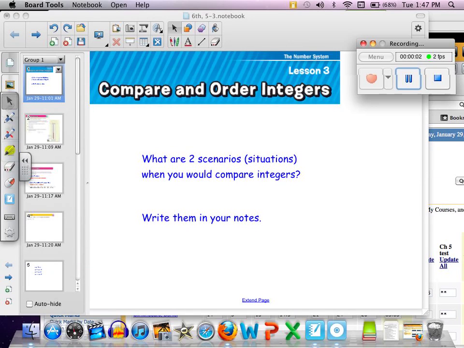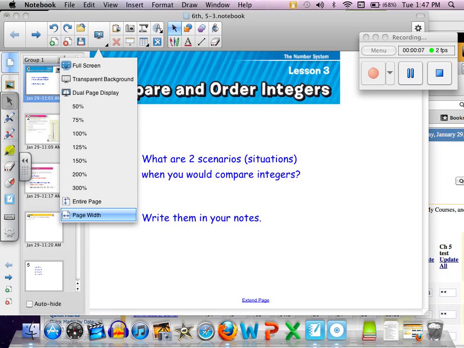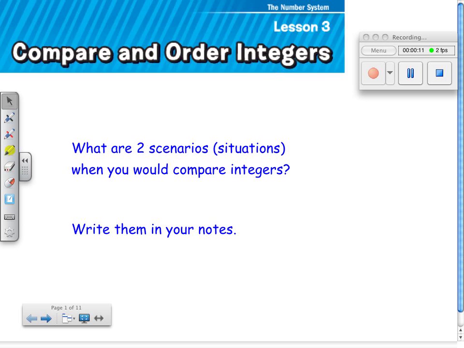Okay, here we have lesson 3, compare and order integers. Write lesson 3, compare and order integers at the top of your page. It doesn't hurt to write the date as well, just to help you keep everything in order. Remember, this should go right after the 5-2 worksheet that you did. The next thing you're going to see is your 5-3 lesson notes, and then after that we'll put in your 5-3 worksheet in class tomorrow.